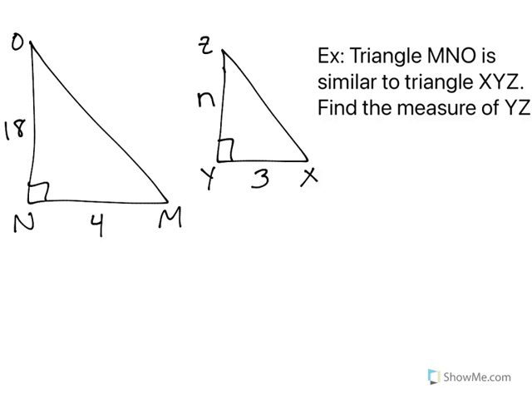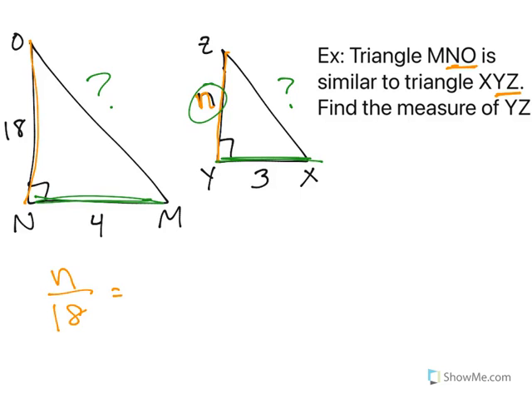Triangle MNO is similar to triangle XYZ. Find the measure of YZ. So we're trying to find N, this measure. So which side is corresponding to YZ? Well, it's NO. So I know that N over 18 is one of my ratios. Now in this case, we are not given this side, so it doesn't matter. We're doing 3 to 4. Because N is in the numerator, 3 will go in the numerator.